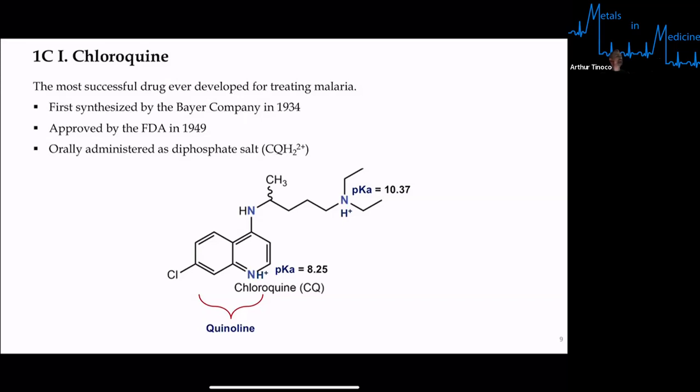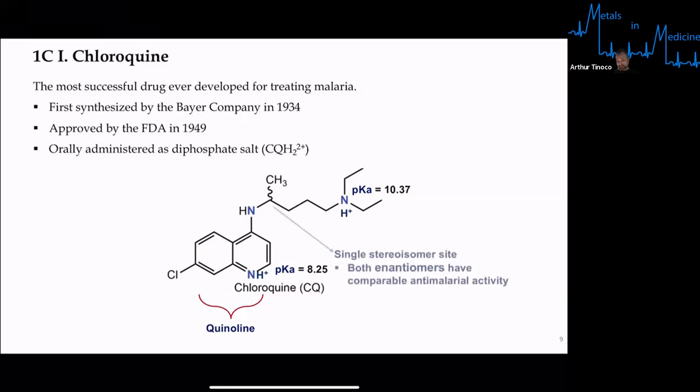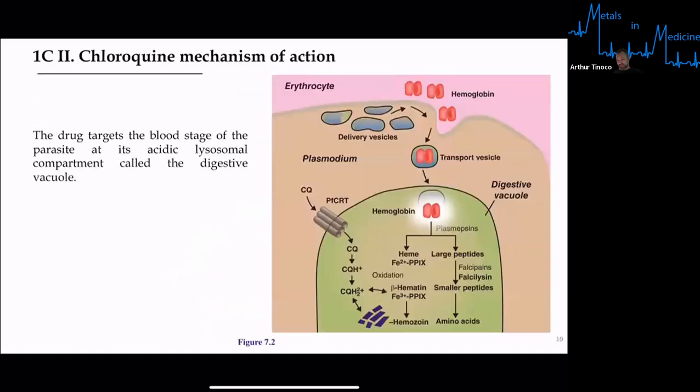So this was first synthesized by the Bayer Company in 1934. It became approved by the FDA in 1949. In terms of another property there, you have the single stereoisomer, but as it turns out, both enantiomers have comparable antimalarial activity. So the mixture of them is perfectly fine in terms of activity.